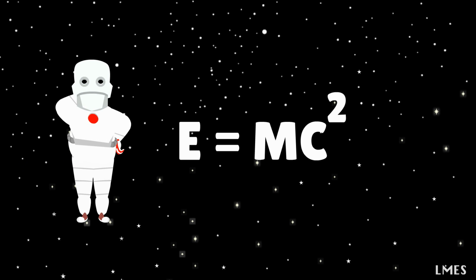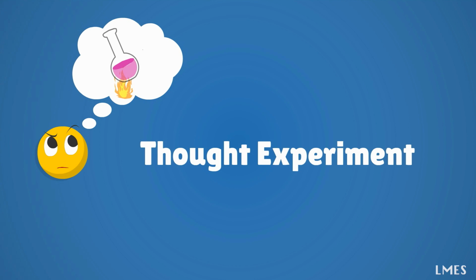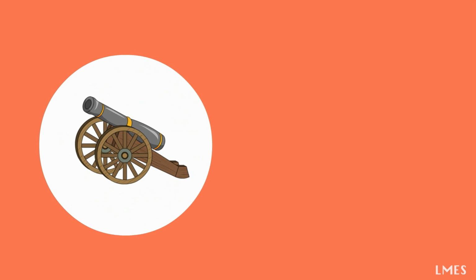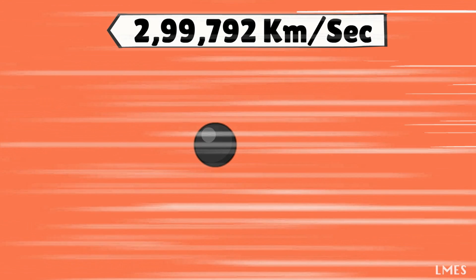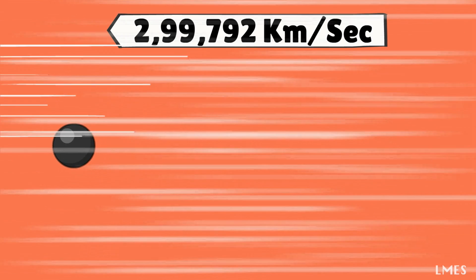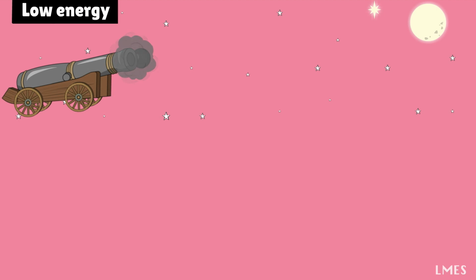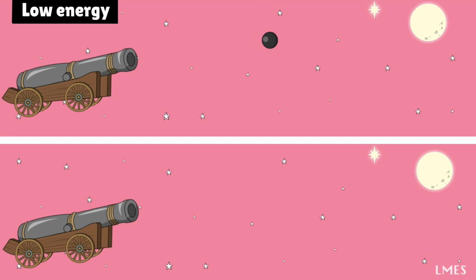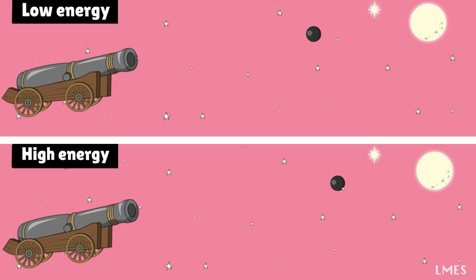To understand this, we need to run a thought experiment. Let's imagine you have a powerful cannon and a metal ball. Your goal is to shoot the ball in such a way that the ball travels at the speed of light. If you apply less energy to the ball, then the ball cannot travel at the speed of light. So you need to apply a lot of energy to the ball for achieving the speed of light.